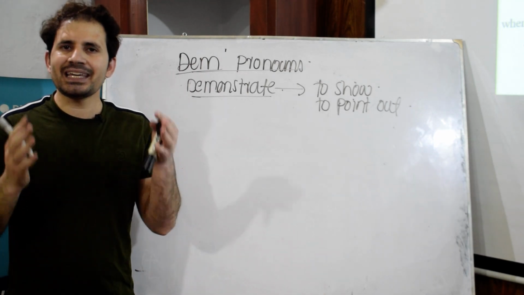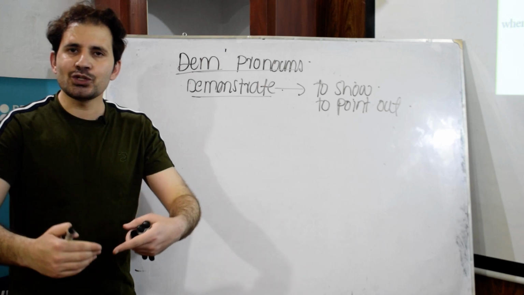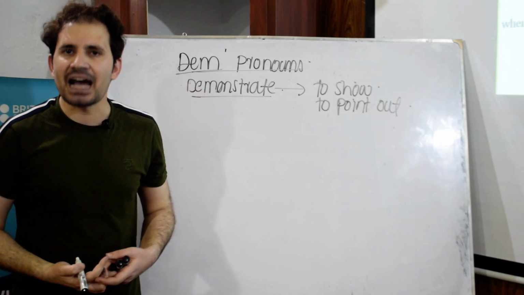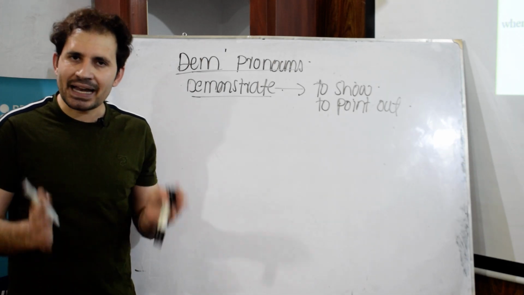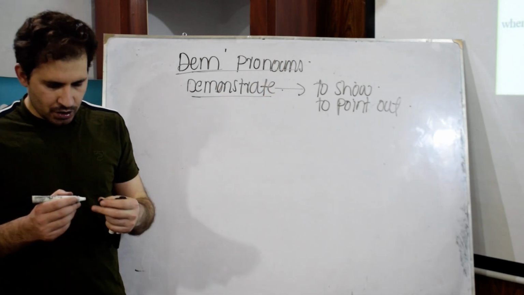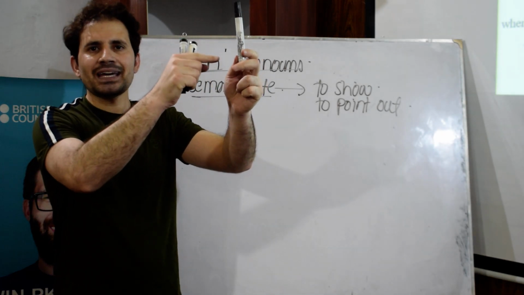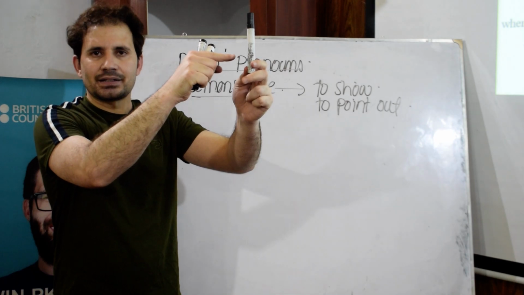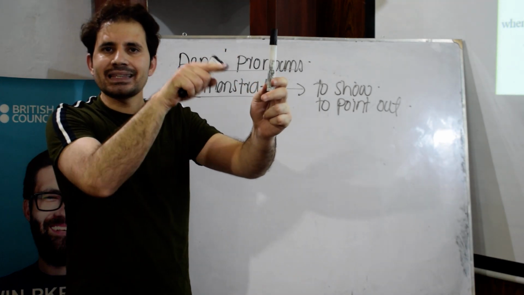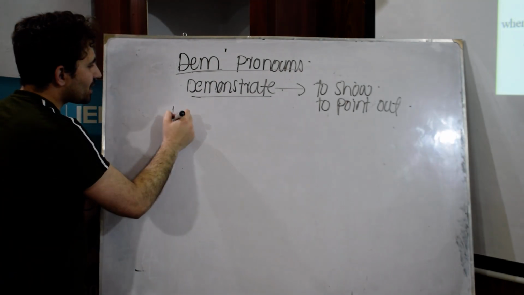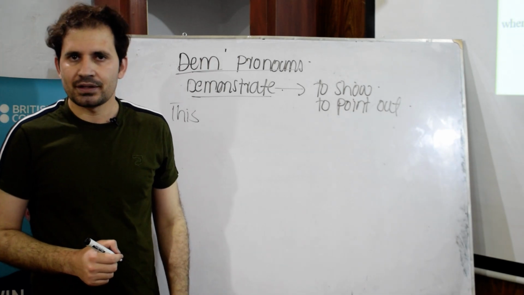From the name we can understand that demonstrative pronouns are those pronouns used to show or point out a noun. When you want to show or point out a noun, we use demonstrative pronouns. For example, I want to show you this marker. How can I say? This is a marker. I'm pointing out a marker. So at this time I can use this. The word this is called a demonstrative pronoun.